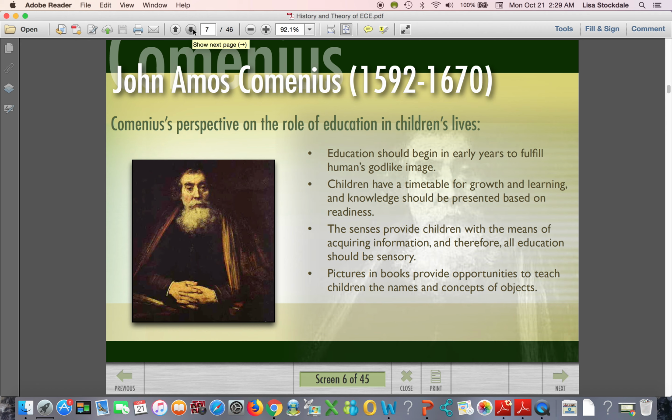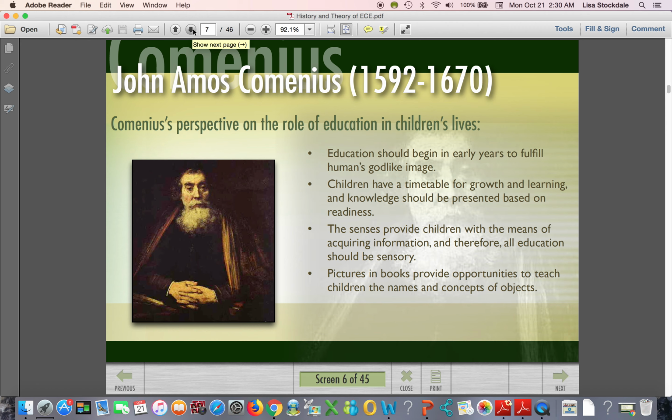It means he believed in educating poor children and women, which at the time, women did not have as many educational opportunities as men. He also believed in practical instruction. Comenius said that education should begin in the early years in order for children to fulfill God's or humans' godlike image. He believed that children have a timetable for growth and that knowledge should be presented based on readiness.